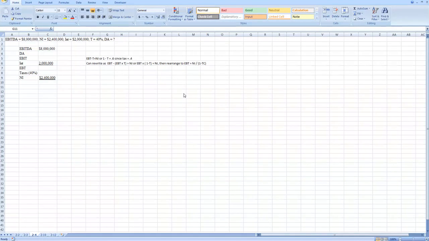Okay, question 2.4 is building upon question 2.3, where we move from net income up to EBIT. In this question, we're given an amount called EBITDA, where the DA stands for depreciation and amortization. Some of you may remember amortization as amortizing a loan. This is a little bit different, where this is a non-cash item like depreciation.